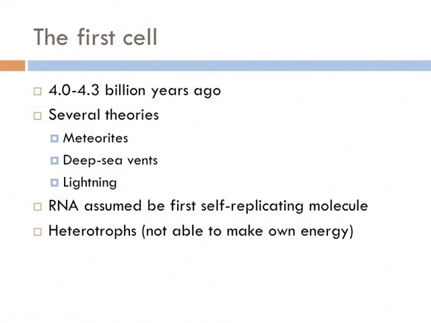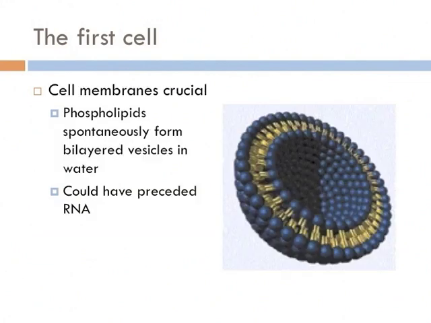It is also assumed that the first cells were heterotrophs. In other words, they couldn't make their own energy. They were reliant on other energy sources. Plants, by contrast, make their own energy and are considered autotrophs. Humans are heterotrophs. We can't produce our own food. We're reliant upon plants.